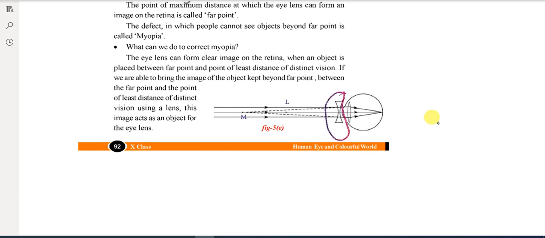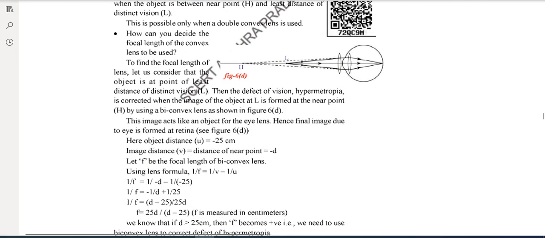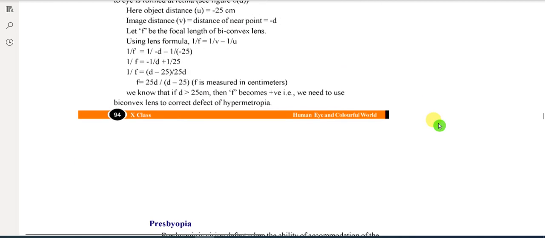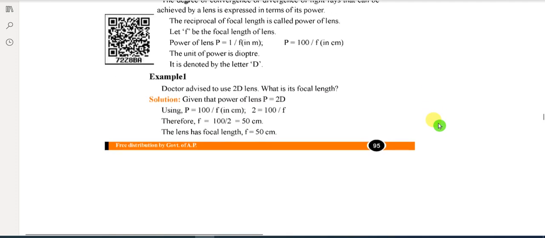Biconvex or biconcave. So mainly you must know which lens is used here. Okay, that is main. And hypermetropia also. Yes, the lens is different. Okay, biconvex or double convex lens. Next, presbyopia, for both we need bifocal lenses.